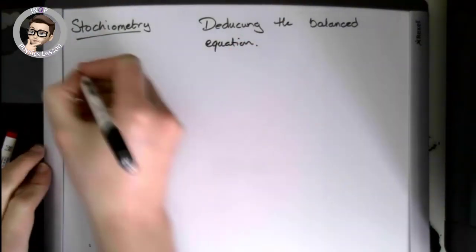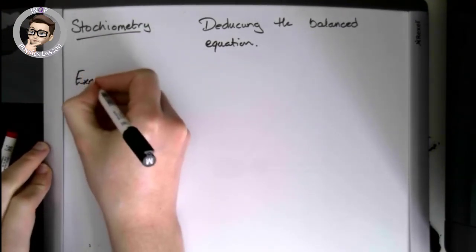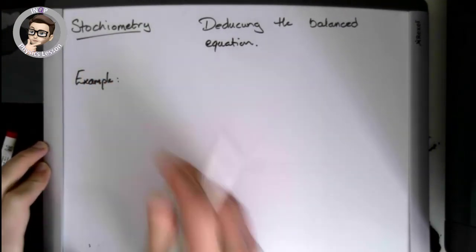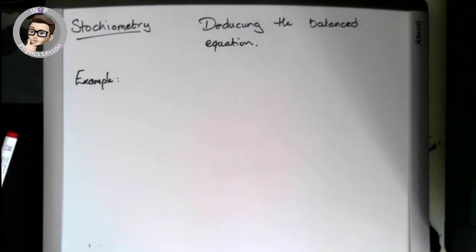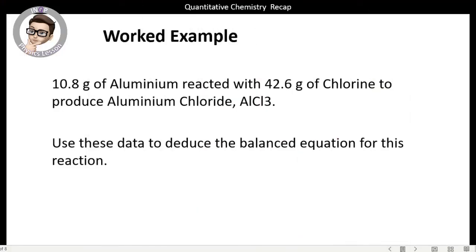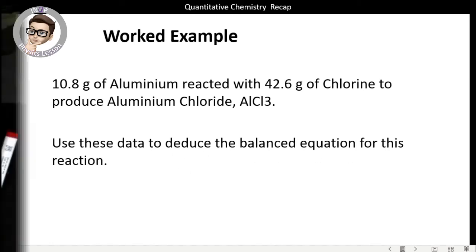So let's do an example, because this is the only way to showcase what it is. So here's my example. Just check if it's on the PowerPoint, which it is. So I've got 10.8 grams of aluminium reacting with 42.6 grams of chlorine to produce aluminium chloride, AlCl3. Use this data to deduce the balanced equation for this reaction. So we know with stoichiometry when we have to deduce a balanced equation, that tells you this is the stoichiometry process we're going to do.